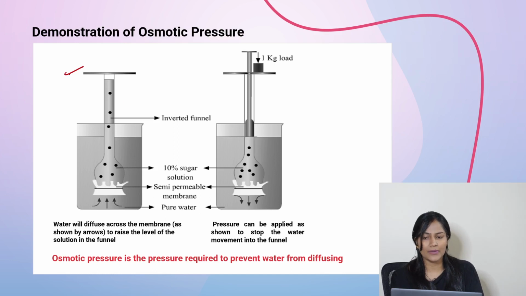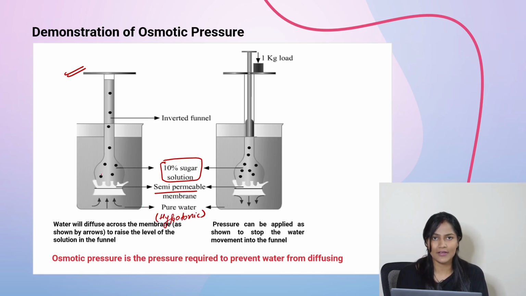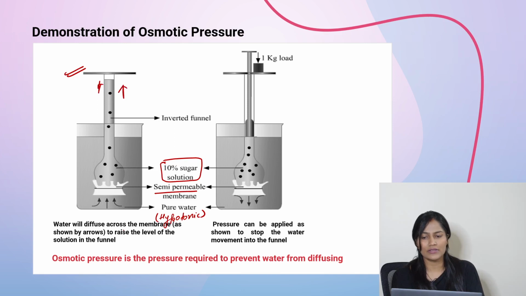Basically, what is going to happen in this scenario? You can see that there is presence of 10% sugar solution. There is a semi-permeable membrane and pure water. Quickly tell me, pure water is hypotonic or hypertonic? Certainly it is hypotonic. So the water will move inside the funnel, and the water level is going to increase.